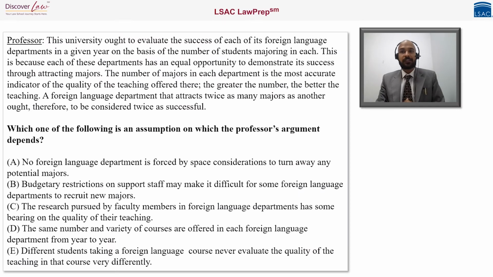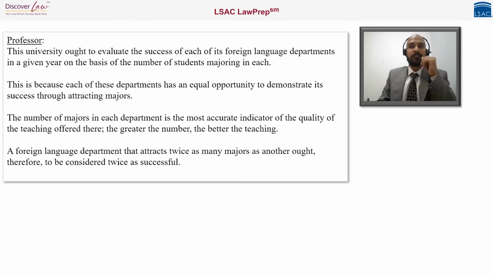Right, next question. Pause the video, try solving the question yourself. It's again a question which asks you to identify the assumption. Right, let's read this together. It reads that this university ought to evaluate the success of each of its foreign language departments in a given year on the basis of the number of students majoring in each. Okay, so it says evaluate the success based on the number of people who major.